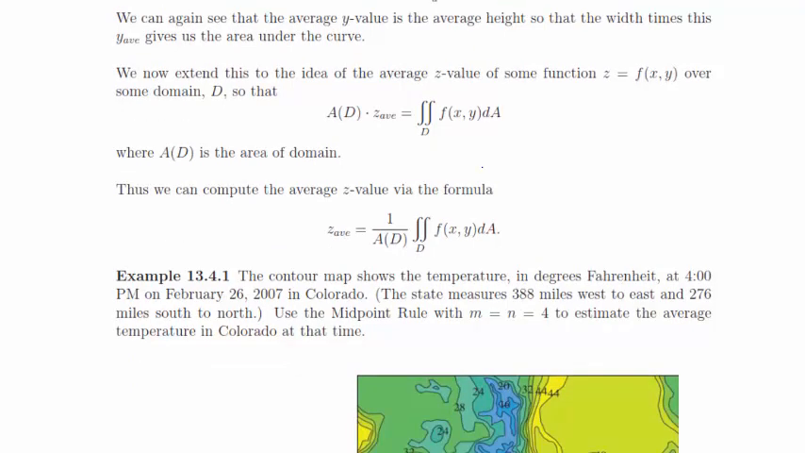The average z value, let me draw a picture of this. Let's finish reading. The average z value equals 1 over the area of the domain times the double integral over the domain of f of x comma y dA. So we've got some surface here over some domain.